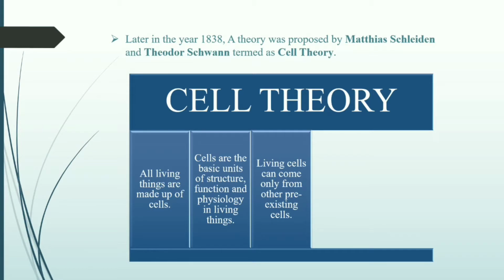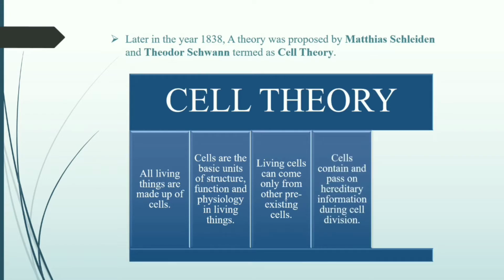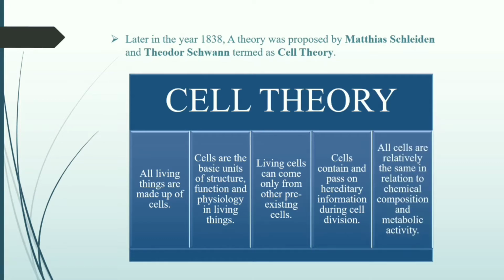Later on, two modern terminologies were added. Cells contain and pass on hereditary information during cell division. All cells are relatively the same in relation to chemical composition and metabolic activities. These terminologies were also later accepted.